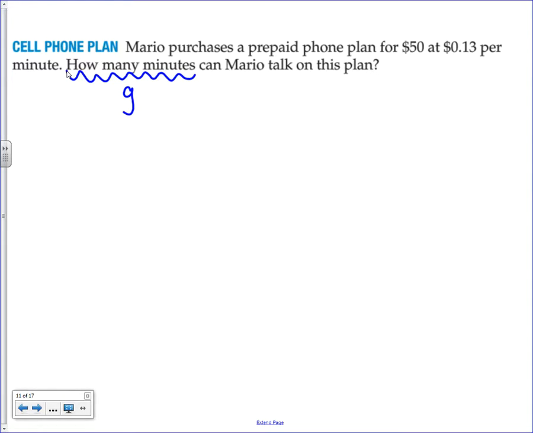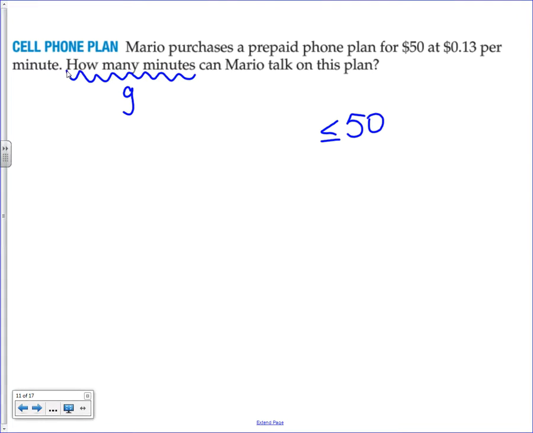We can't use O. What's the cutoff? What's the goal? What do we got here? $50. Does it have to be greater than or less than 50? Could it be exactly 50? Yeah. Okay. What do I know about my minutes?